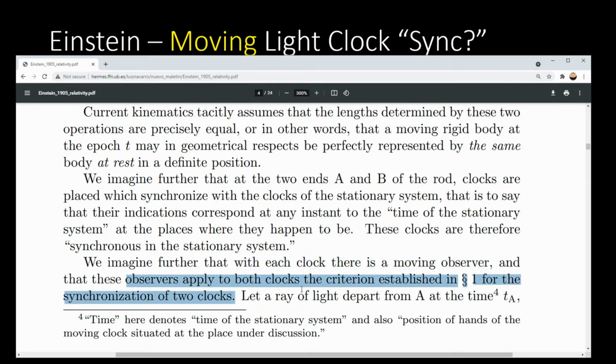So then we have the moving observers next to each clock. Then these observers apply the clock sync method from section 1 to synchronize these clocks. Now wait a second. We know that the section 1 method was designed for stationary clocks.